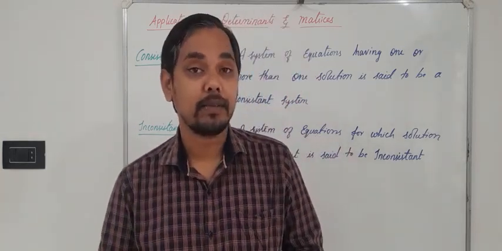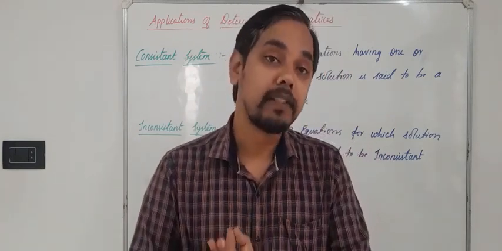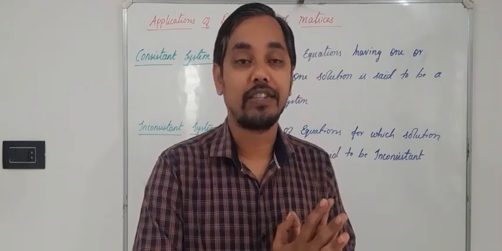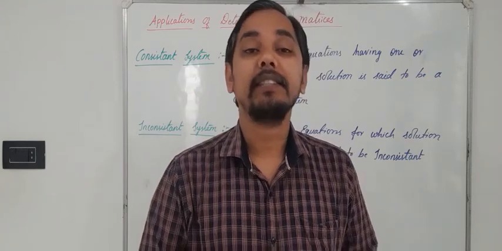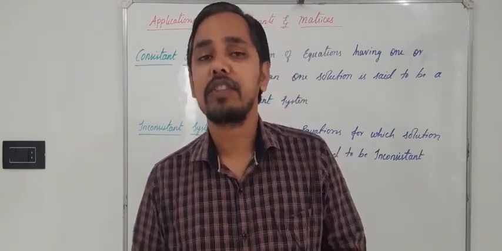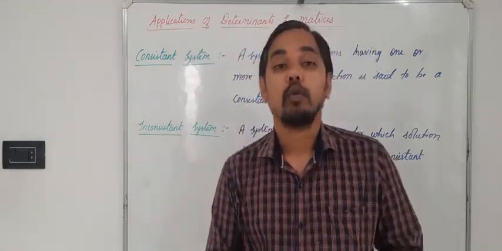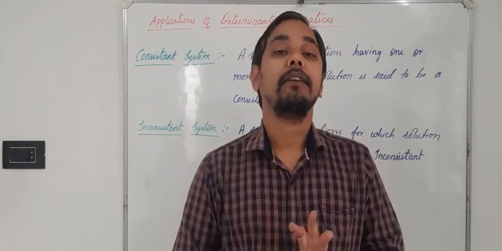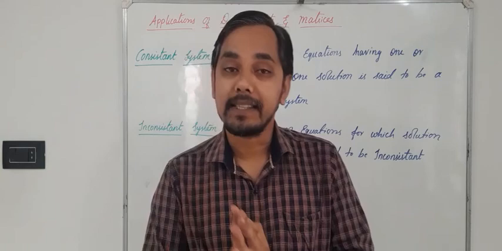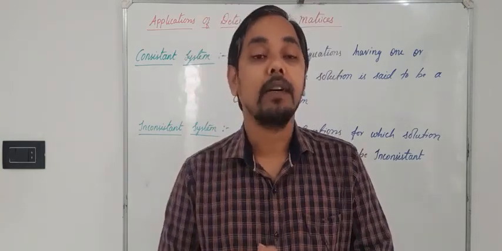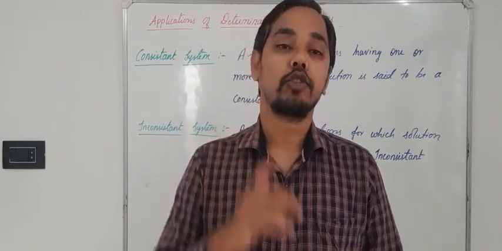What is a consistent system and what is an inconsistent system, right? The consistent system is the one which has one or more than one solution. That means for any system, if a solution exists, right? Here we speak about a system of linear equations or a system of simultaneous equations. For a system of simultaneous equations, if there is a solution, then we refer to it as a consistent system. The solution may be one or more than one, that doesn't matter, but a solution should exist.